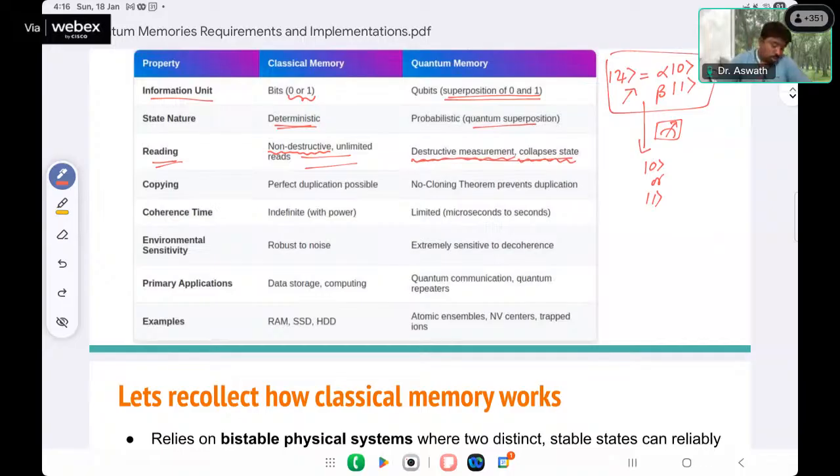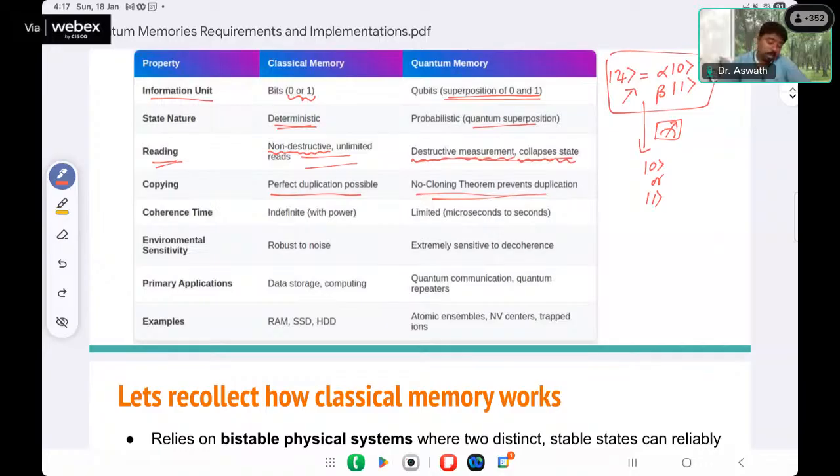So when it comes to quantum memory, I hope now you know many things about it. Copying classical memory is perfectly possible. Perfect duplication, cloning, is possible. But quantum memory cannot be cloned. If I have a qubit, I can't replicate many qubits of that sort. Why? There is a concept called no-cloning. A qubit cannot be cloned or replicated.